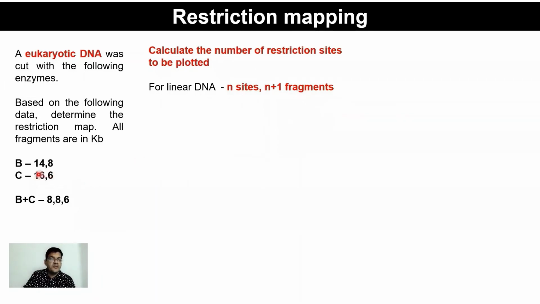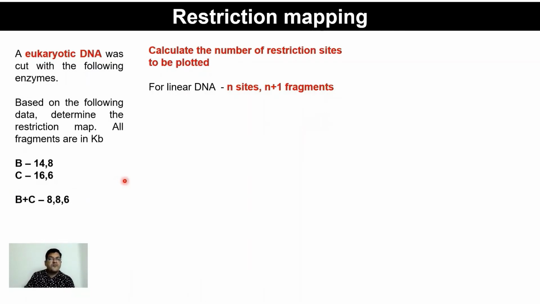So here in this case, on complete digestion with B, you get 2 fragments, which is 14 and 8 kb. So which means n plus 1 equals 2, or n equals 1. So there is one cut site for B that is to be marked on the map. Likewise, for C here, there are 2 fragments that are formed, 16 kb and 6 kb, which means n plus 1 equals 2, which means n equals 1 again. So the total number of sites that you need to mark on the map finally is 2.